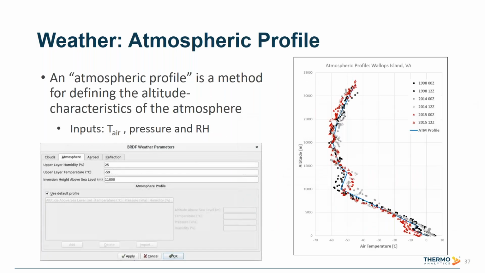Next, the atmospheric profile tab is used for defining the altitude characteristics of the atmosphere for your simulation. Upper layer humidity and temperature can be specified here, along with the inversion height above sea level, which controls the altitude at which air temperature begins to increase with altitude.